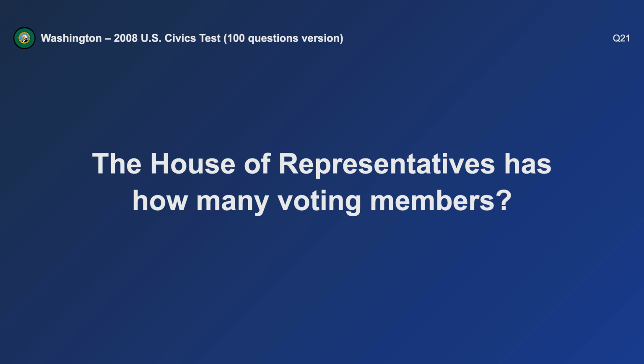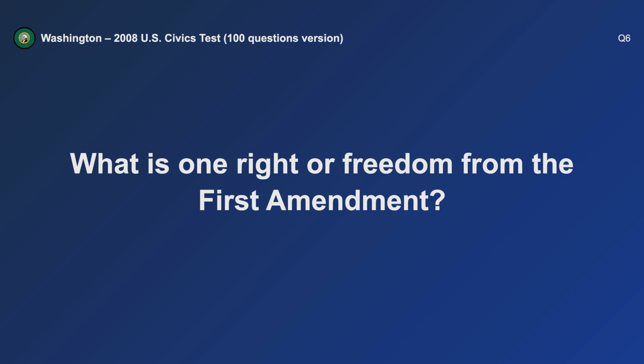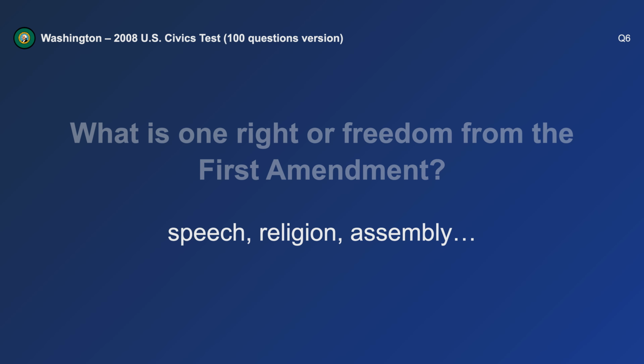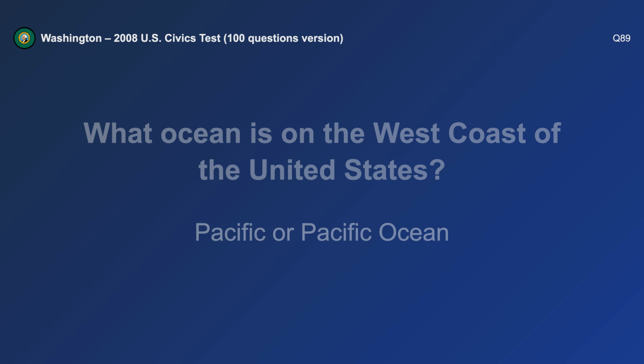The House of Representatives has how many voting members? 435. What is one right or freedom from the First Amendment? Speech. What ocean is on the west coast of the United States? Pacific.